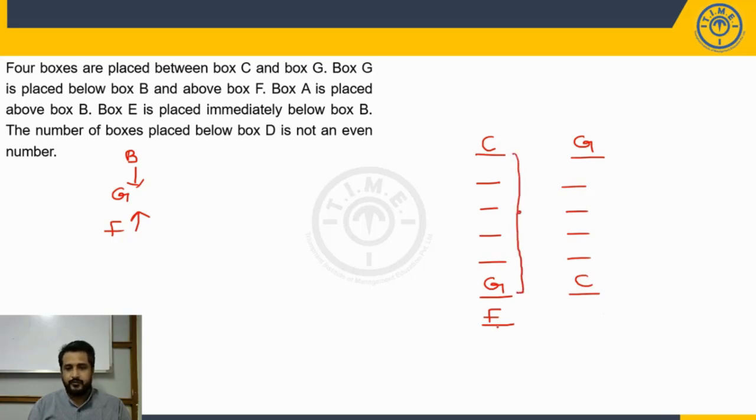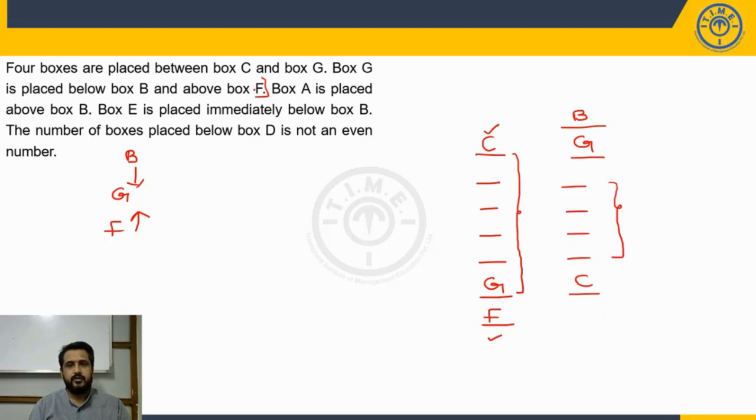And G is above F. This is the only possibility. Now B may come in any one of these 4 positions, that we don't know. So C is at the top, F is at the bottom. And in this case, G is below B. So B has to be at the top, because we have only 7 boxes. Now F is in any one of these 4 places.